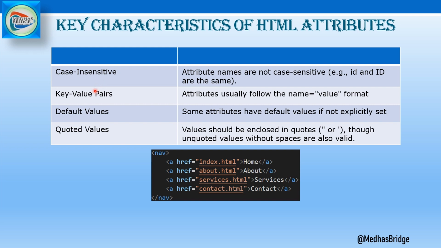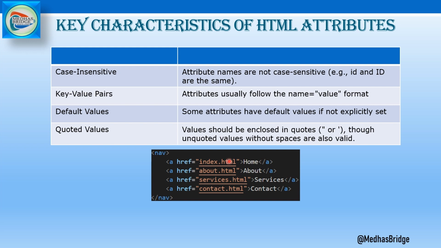Okay, next one, key value pairs. I said that this is a key, this is a value, right? Name equal to value. So this follows the key value pair concept. The next one is default values, meaning some attributes have default values. If you do not explicitly set it, then automatically it takes a default attribute value for that particular tag. Okay, next thing is quoted values. So the values are in double quotes.